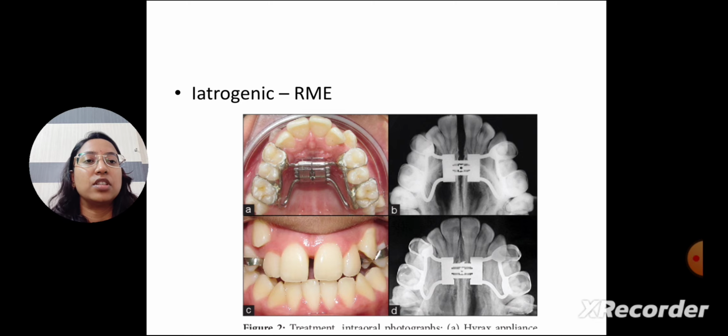Sometimes the diastema is iatrogenic. Iatrogenic is something we create in the process of treatment. One classic example is the rapid maxillary expansion. When we are expanding the palate, because of the separation of the suture, there is a midline diastema between the teeth. There is no need to do any active treatment here because slowly, because of the transseptal fiber pull, the teeth will again come back together.